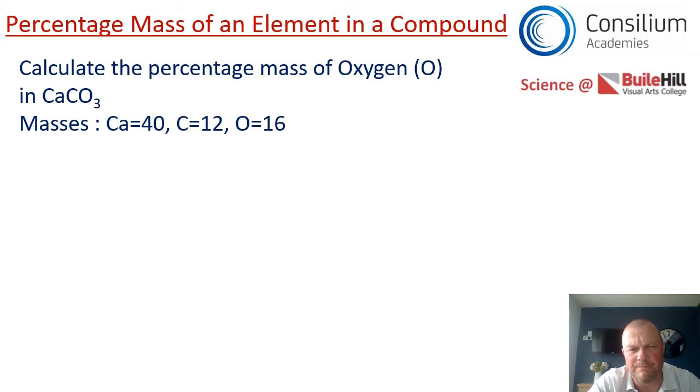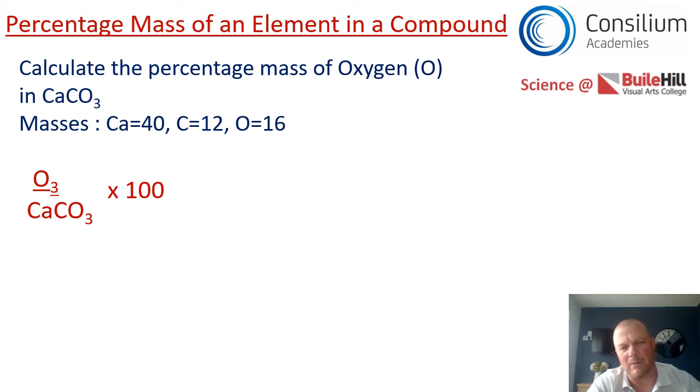The oxygen is the cheese and the CaCO3 is the whole pizza. And what we're looking to find is what percentage of that CaCO3 does the oxygen make up. Also in the question, you get the masses like you did in lesson 1. So how do we work it out? If you remember, it was cheese divided by pizza. So on this occasion, it's going to be oxygen divided by CaCO3. And then we're going to times it by 100 to get it into a percentage.